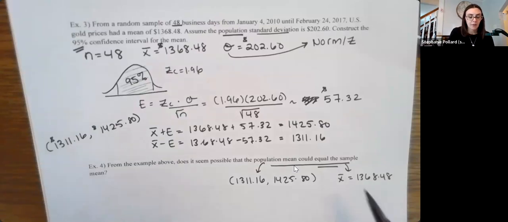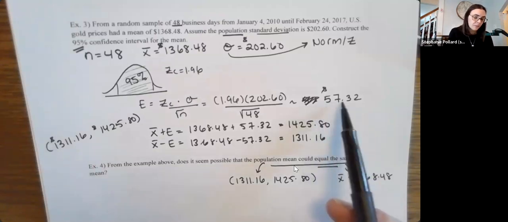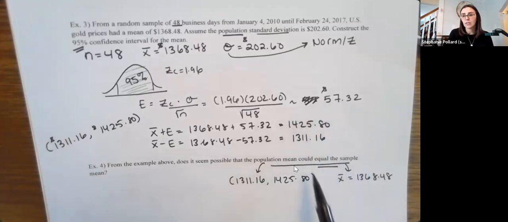Because you can see here, we have quite a range. We have about $114 in range here of where we think the population mean actually would be. So there's quite a lot of different values that it could be in this case.